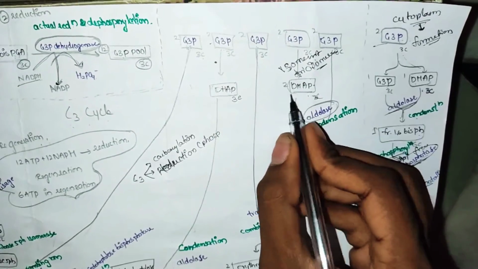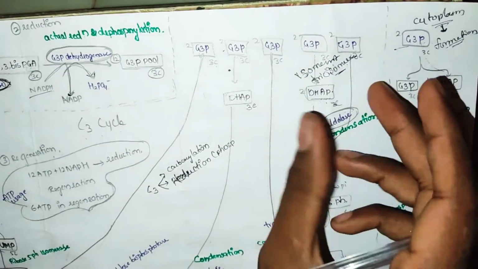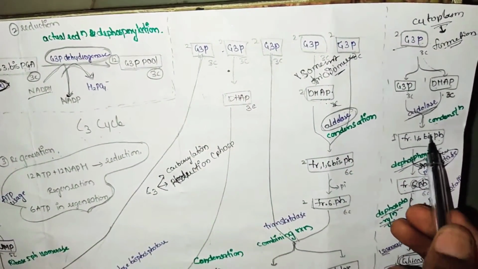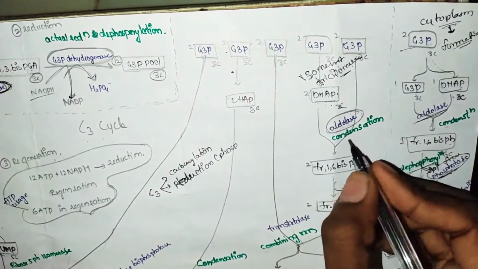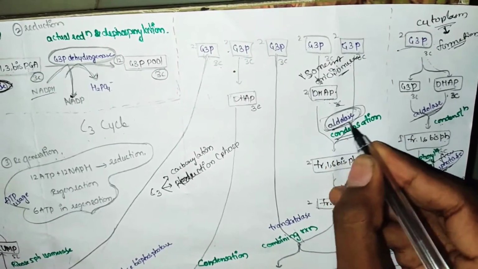Triose isomerase enzyme. DHAP and G3P both are together forming a single compound. So two different compounds result in a single compound. It is a condensation reaction. Everywhere, wherever there is a condensation reaction, there is aldolase enzyme.